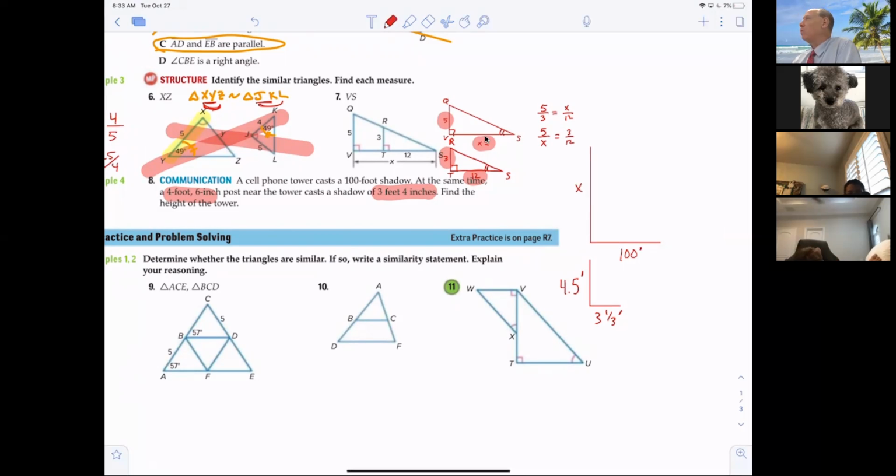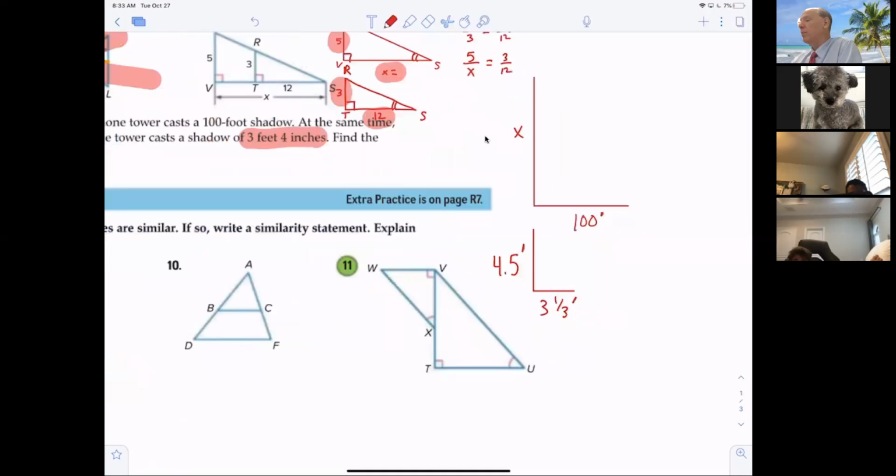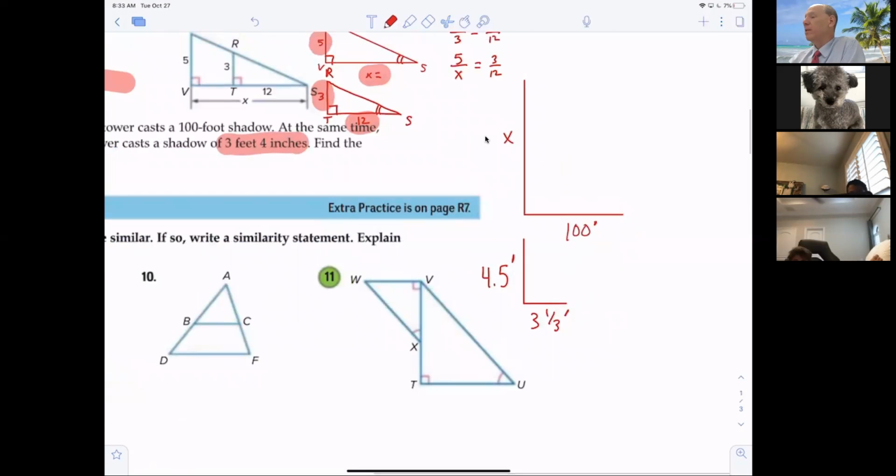Believe it or not, that is really how they used to calculate heights. All right. Simple proportions. And then they learned trigonometry, which I'll show you soon. All right. So now it is a proportion, right? So we're going to say x over what? X over 100 is equal to 4.5 over 3 1/3.